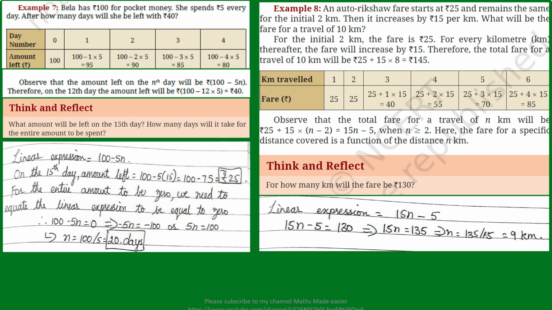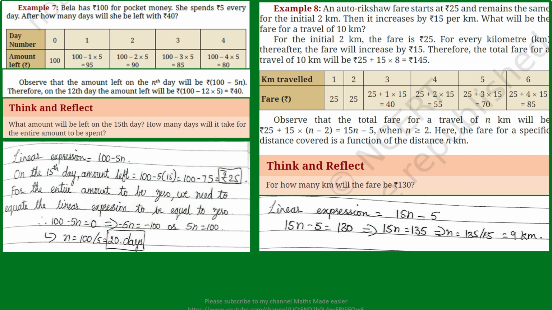How do we go about this particular question? The linear expression is 100 minus 5n. How did you come to this 100 minus 5n? The first four values will show you that this particular linear relationship follows a pattern, and so you deduce that the linear expression is 100 minus 5n. So at the end of the 15th day, the amount left will be 25 rupees. Just replace the values.